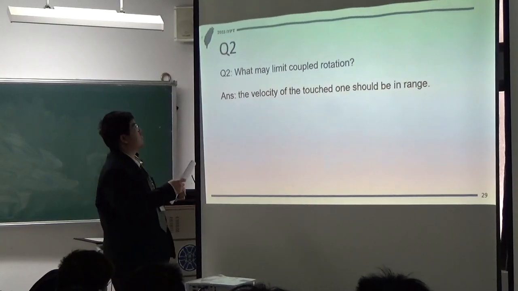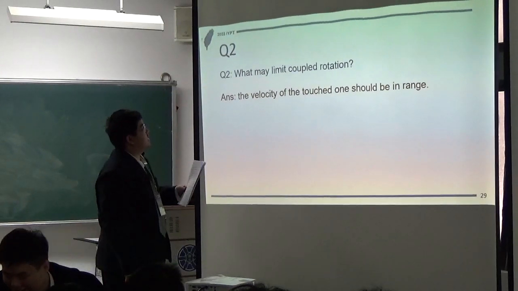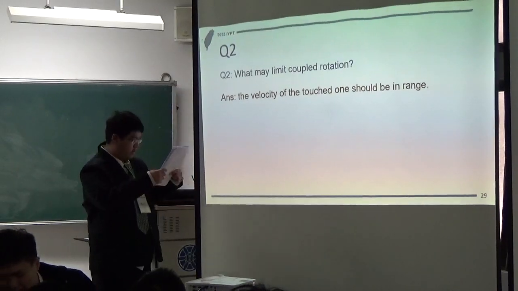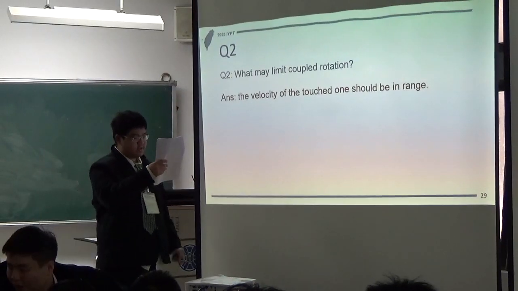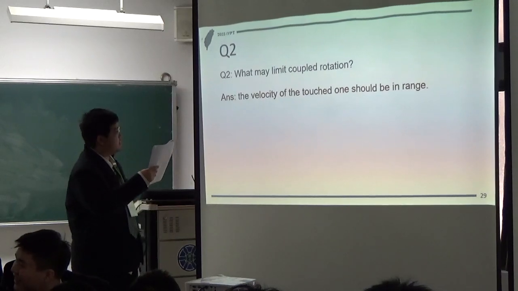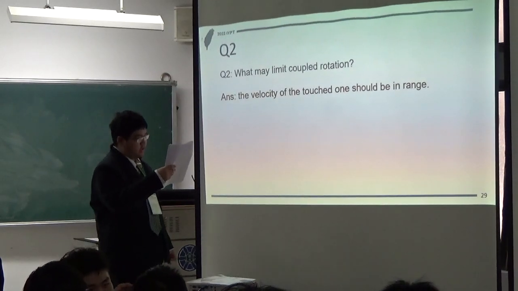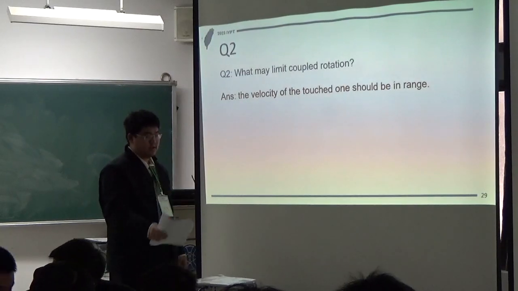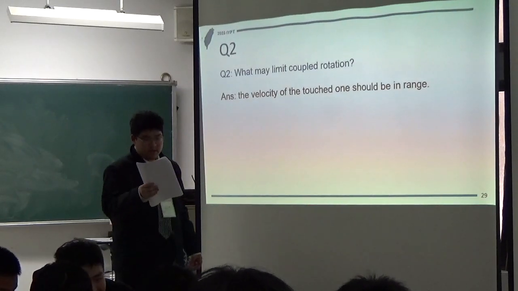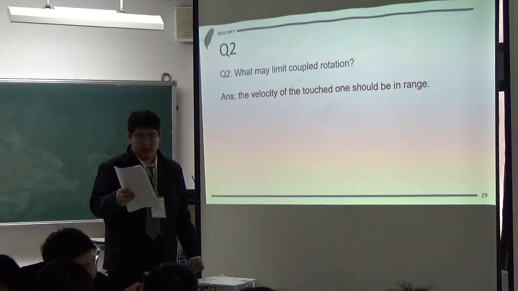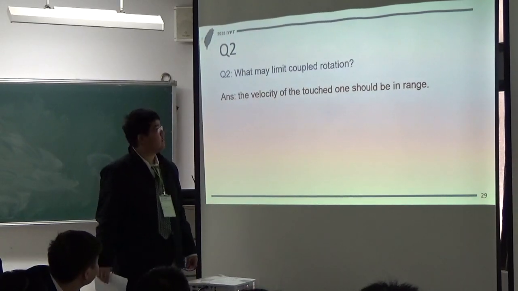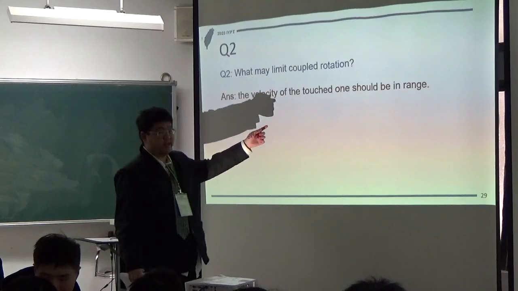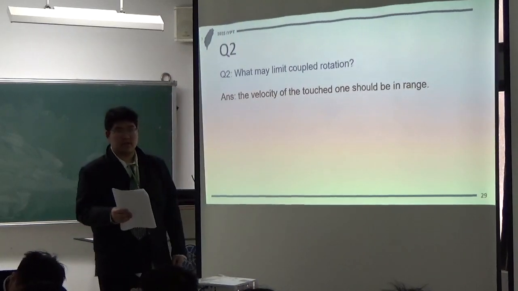So, what may limit couple rotation? As I observed in the case of experiment 3, let's spin the rotator; it depends on the velocity. It's just like the case in experiment 3. It should be in a range. That's all. Thank you.